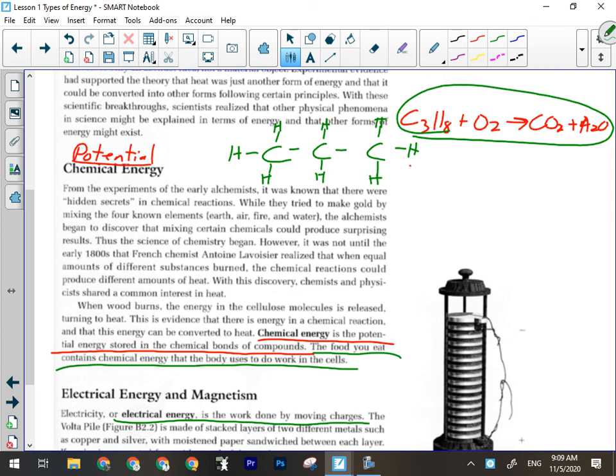The longer the molecule that I burn, the more energy it can release. So octane would be C8H18. It'd be a bigger molecule. That's the stuff that's in gasoline. Paraffin, which is candle wax, is like C22H46 or something like that. It's a very long carbon chain molecule.